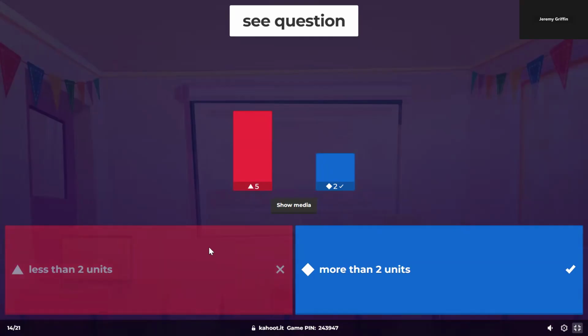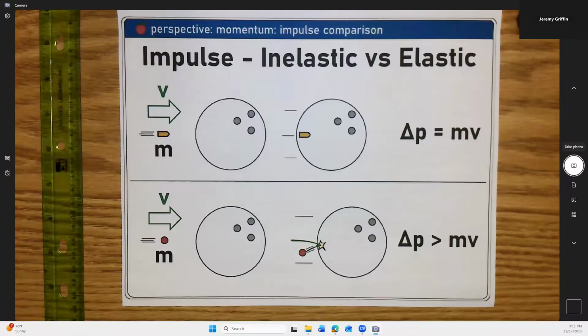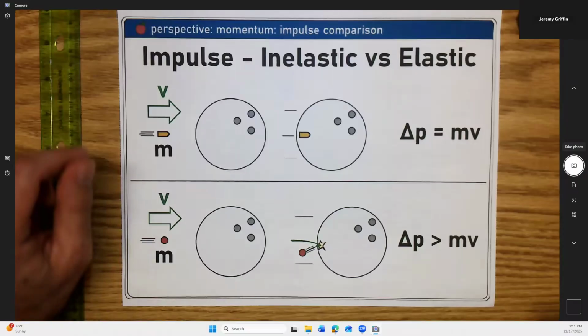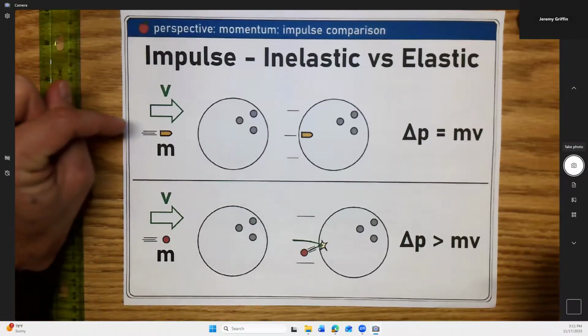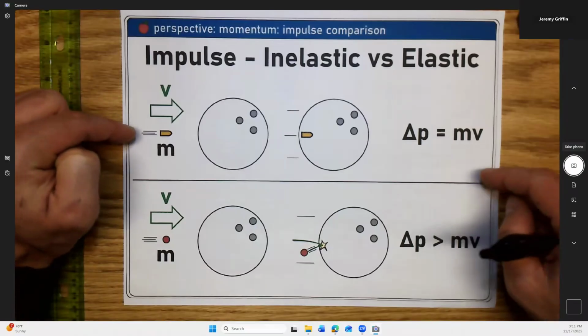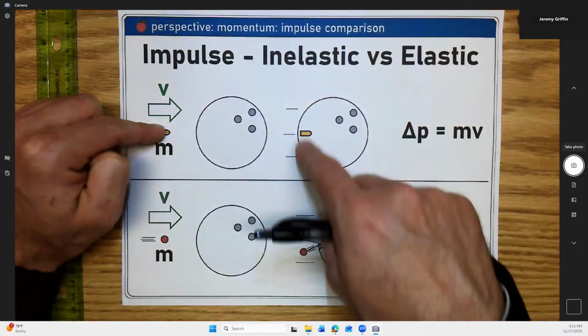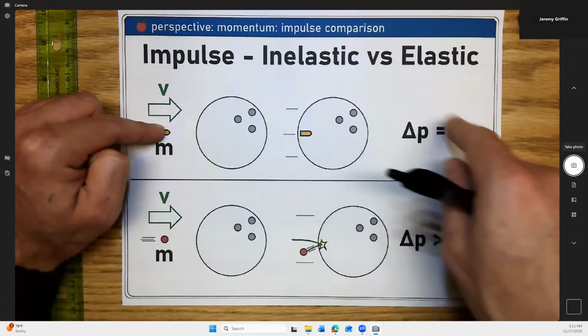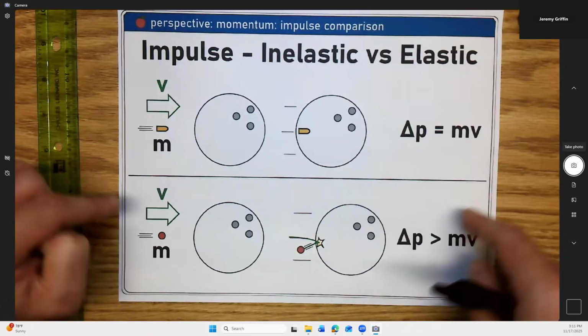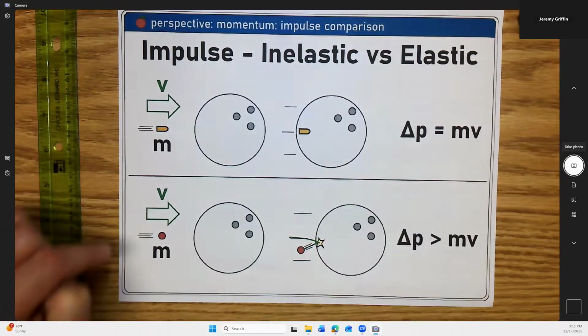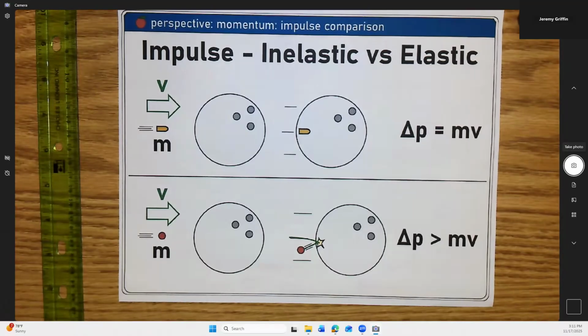Yeah, more than 2 units. Okay, let me convince you guys that's true. I have a whole poster for it. It's this one here. Does this one look familiar? Okay. So the first one sticks, represented with the bullet. Right? So it kind of looks like 2 units of momentum, right? And momentum's conserved. So the whole momentum is just 2 units. But if it bounces off, momentum's still conserved, but the outcome is different for each individual object.